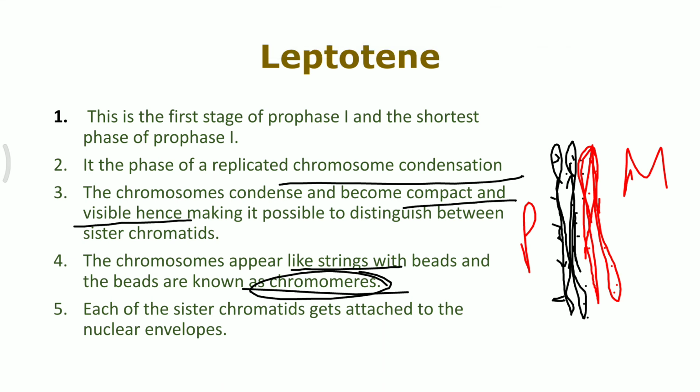Each of the sister chromatids gets attached to the nuclear envelope, because in the leptotene phase of prophase, if you remember, the nuclear envelope is not completely disintegrated. So the nuclear membrane will be present when we are discussing all the substages of prophase 1.